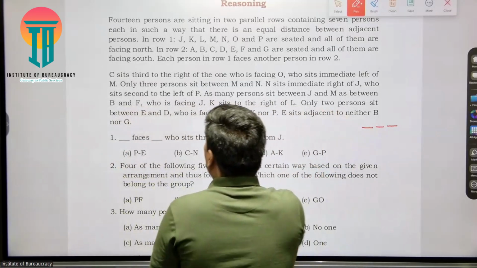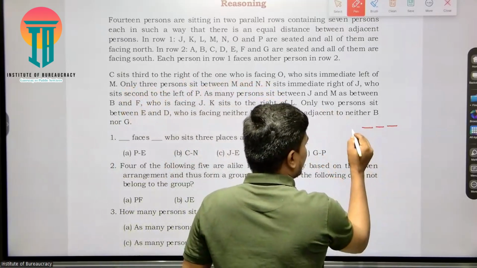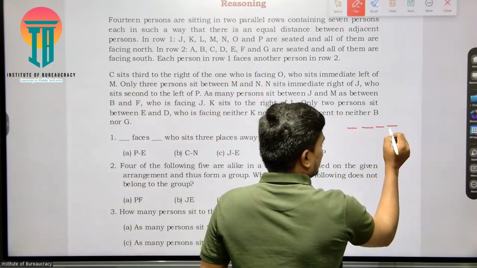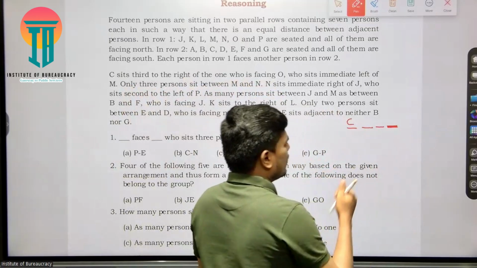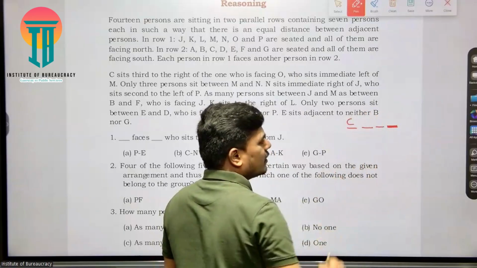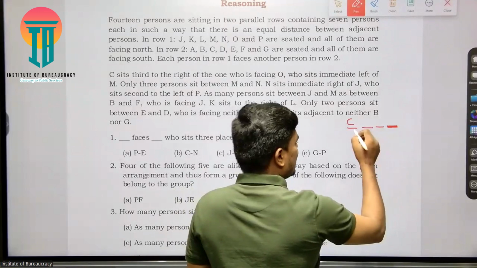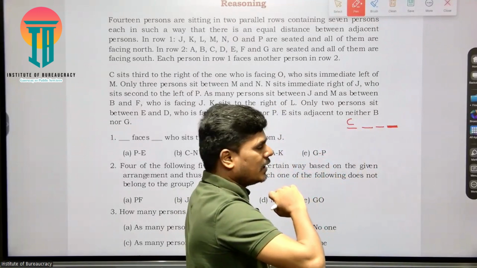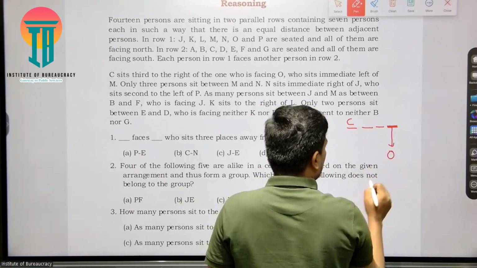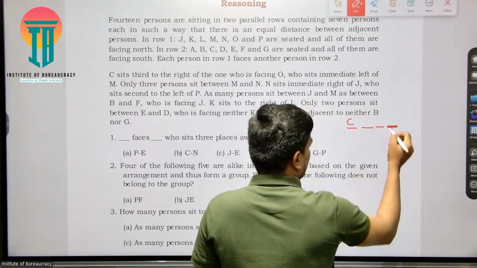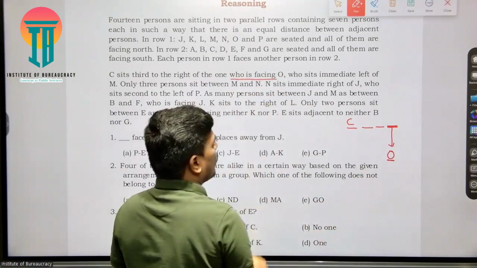Now, C sits third to the right of one person. Suppose this is the place C is sitting. From this person, C sits third to the right, and for C, this person is in the third position. That's the meaning. And this person is facing O. O is facing this person. That's what they said.